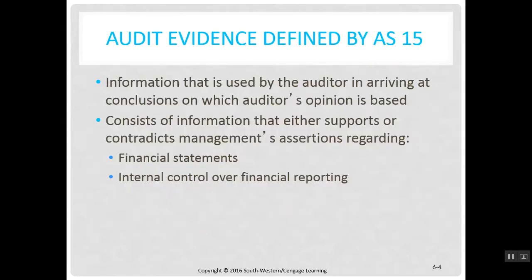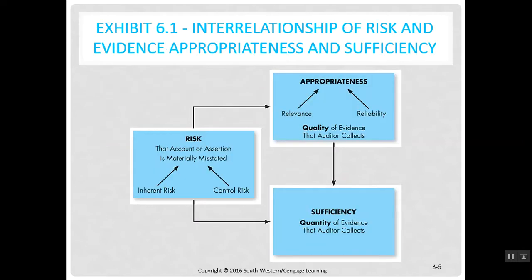Well, here we have a definition by Auditing Standard 15. It's information that's used by the auditor in arriving at conclusions on which auditors' opinions are based. There's two main points that we need to consider when we talk about audit evidence. We're talking about the appropriateness and the sufficiency.